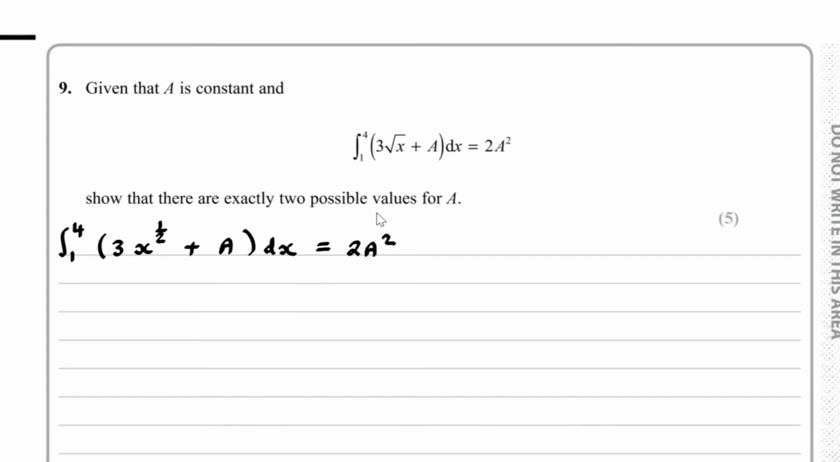Now, if I work out what the left-hand side is in terms of a, well, integrating 3x to the power of 1/2, I end up with 2x to the power of 3 over 2.